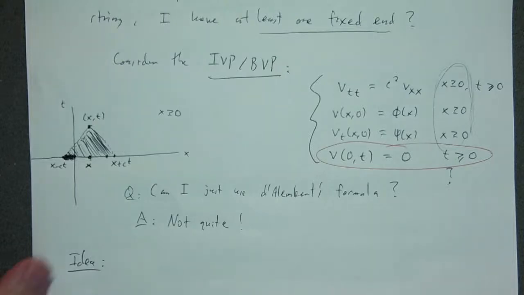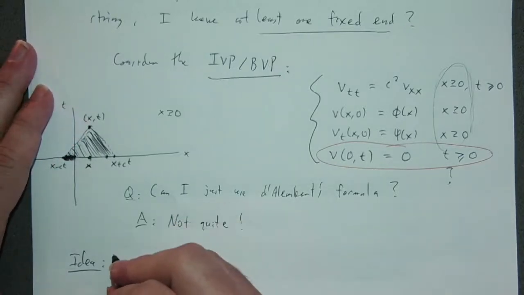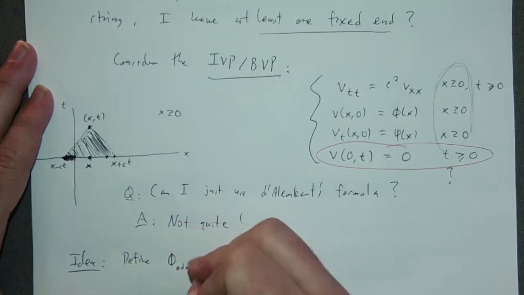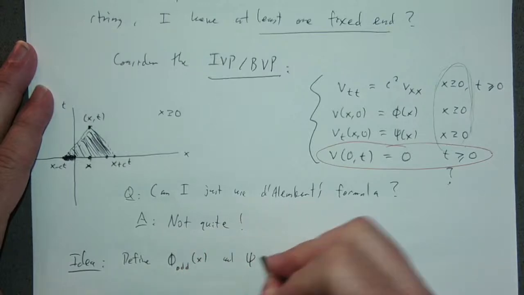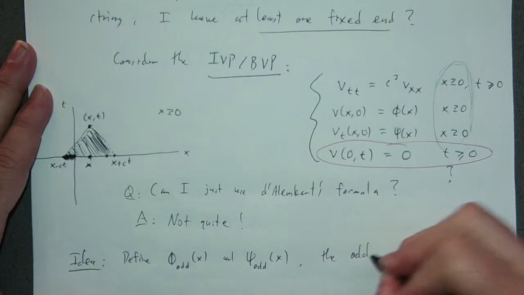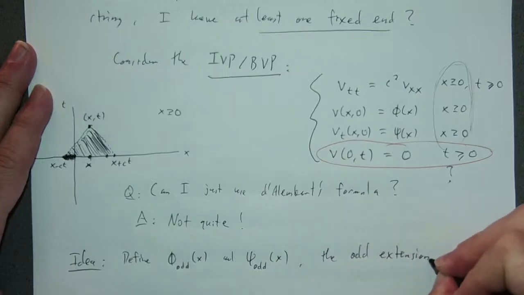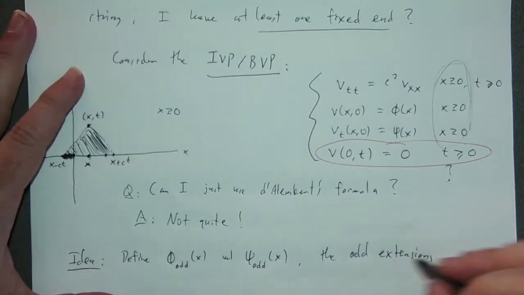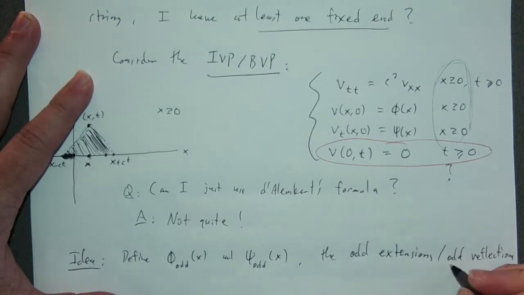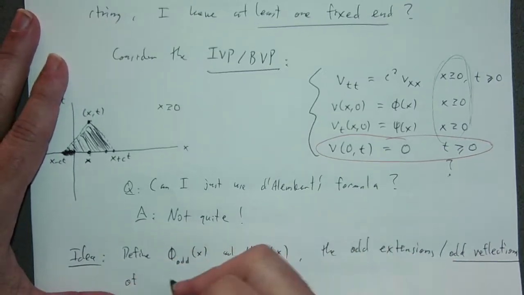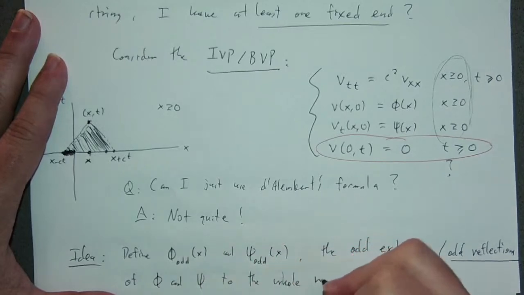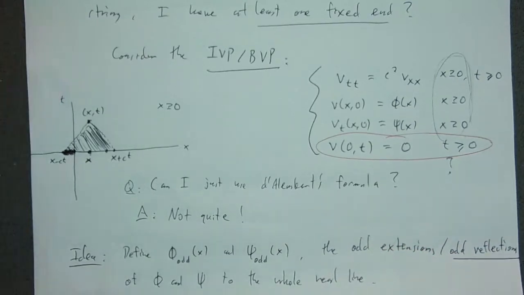Okay? So let's do that. So the idea: define phi sub odd of x and c sub odd of x, the odd extensions, or if you like, odd reflections, of phi and c to the whole real line.